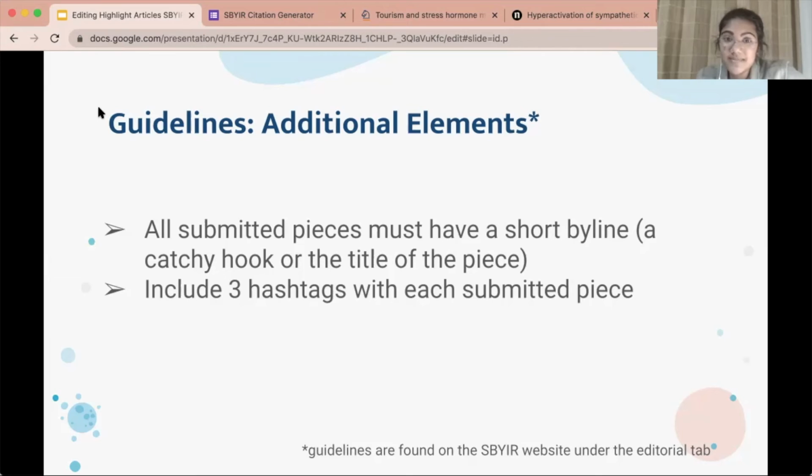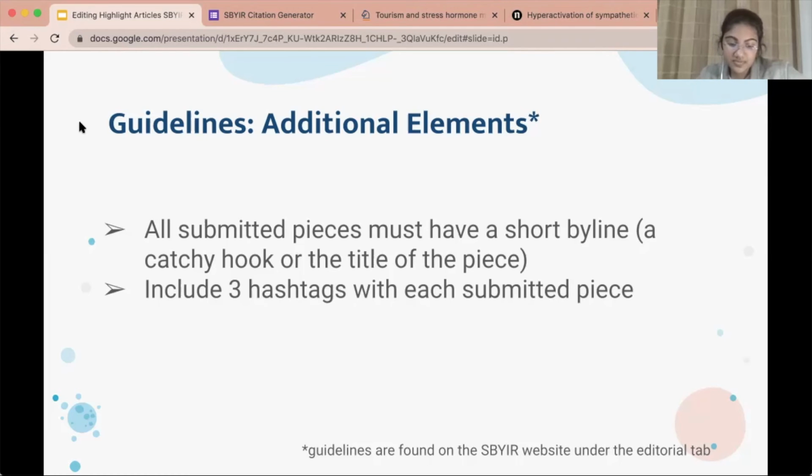All submitted pieces must have a short byline, which is a catchy hook or a title. The point of this byline is that it's going to show up on our weekly blast of articles that gets sent to a mailing list, and it's meant to get the reader's attention and make them click on the link and read the article. We also want to put 3 hashtags along with each submitted piece so that if someone's specifically looking for an article on a certain topic, our article that one of our writers did pops up.